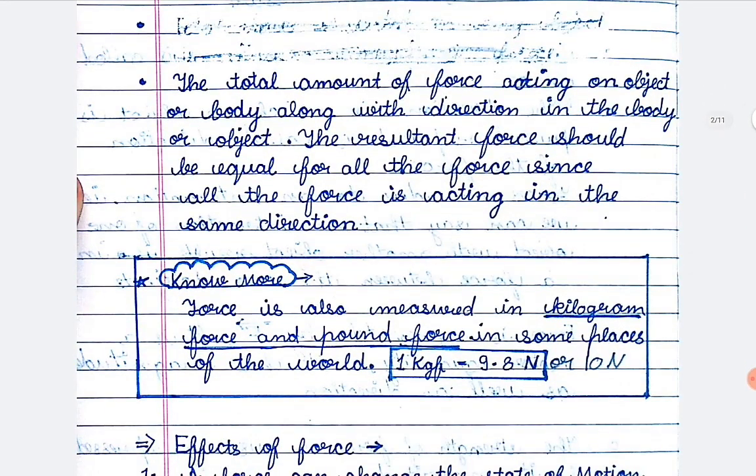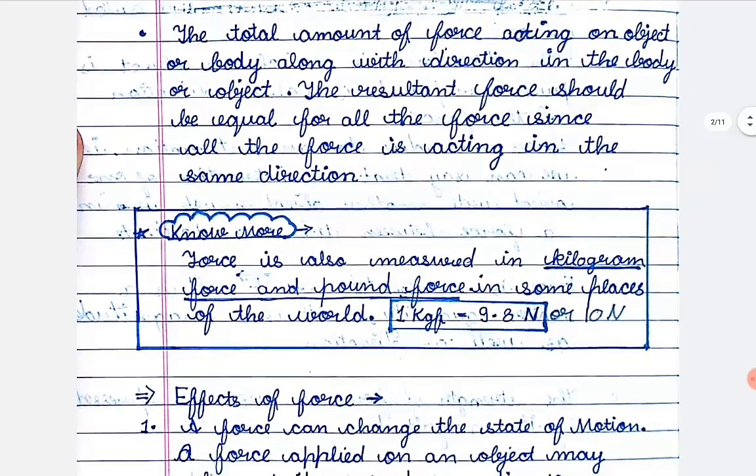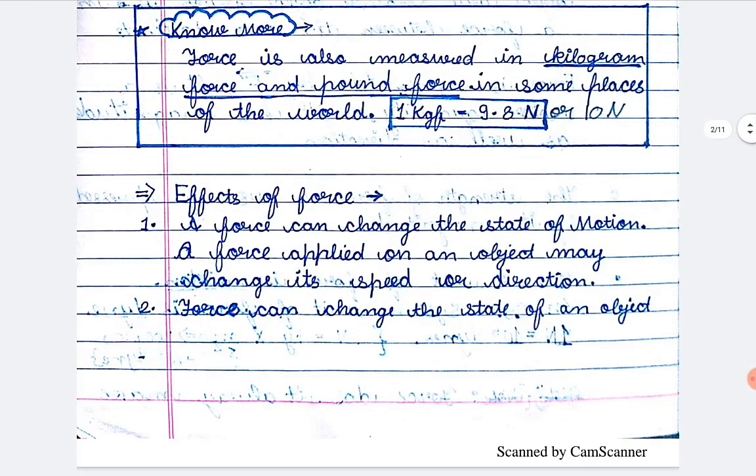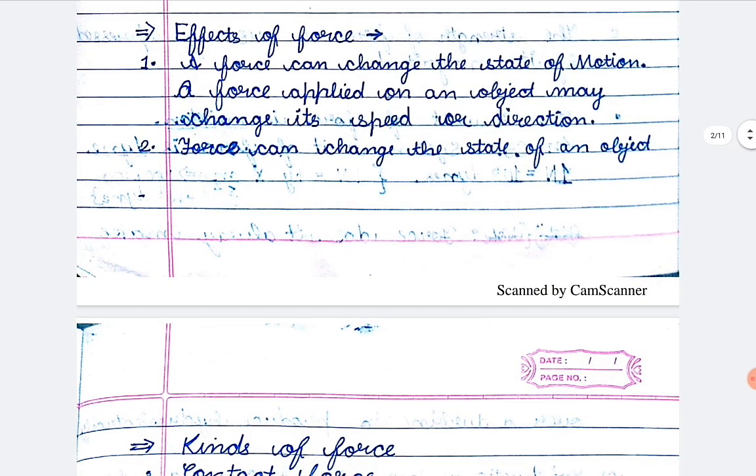And the total amount of force acting on an object or body along with direction is called the resultant force. Now, force is also measured in kilogram force and pound force in some places of the world, and 1 kilogram force equals 9.8 Newton or 10 Newton. Better we take 10 Newton in the calculation as it makes our calculation easy. But if in the question it's given to take 1 kgf equals 9.8 Newton, then we have to take 9.8 Newton only.